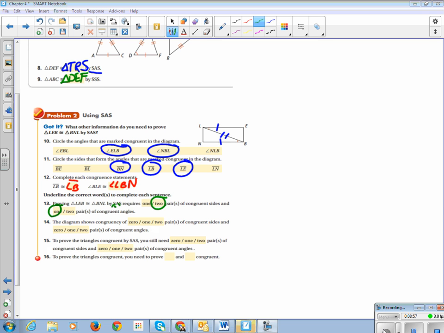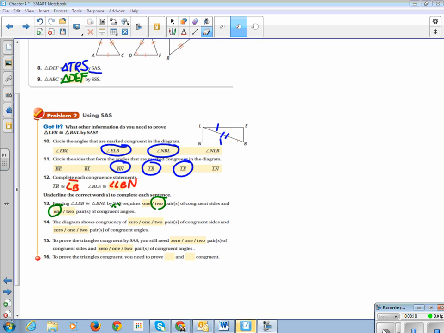We actually have one pair of congruent angles. One pair of, we actually have 0 pairs of congruent sides.